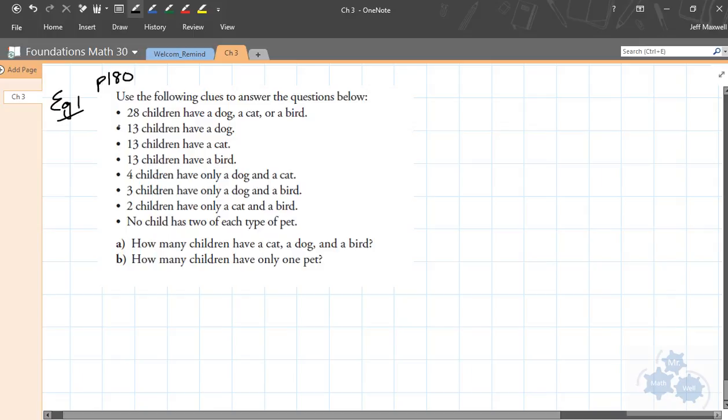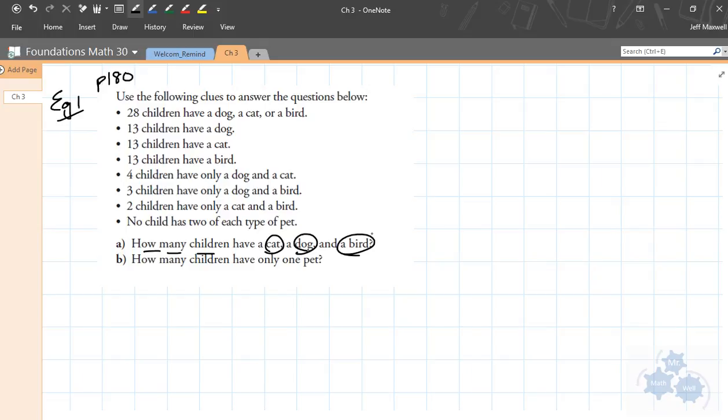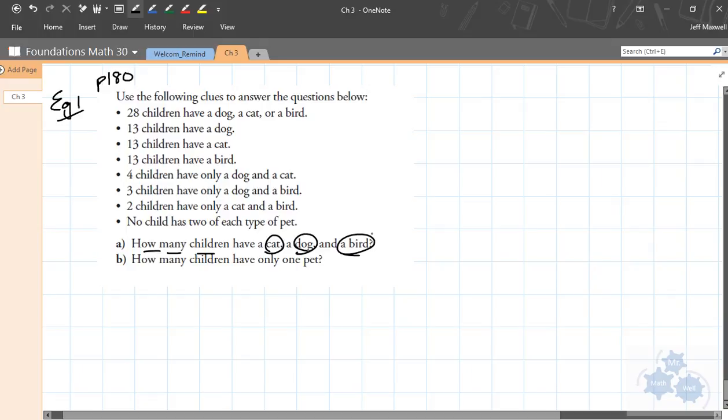So in this question, it says this: use the following clues to answer the questions below. The first question, let's just skip down to the question. How many children, so we're looking for the number of kids that have a cat, a dog, and a bird, okay? So if you're thinking Venn diagram, you're thinking, okay, there's some kids that have cats, some that have dogs, some that have birds, and obviously there's some that have all 3. And so we got 3 circles that are going to overlap, all right? Now, we're not going to draw the Venn diagram right away because I want to show you the algebraic sort of notation method.